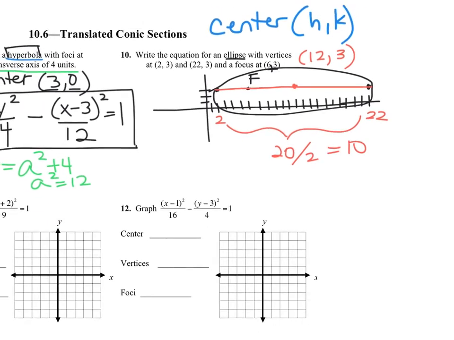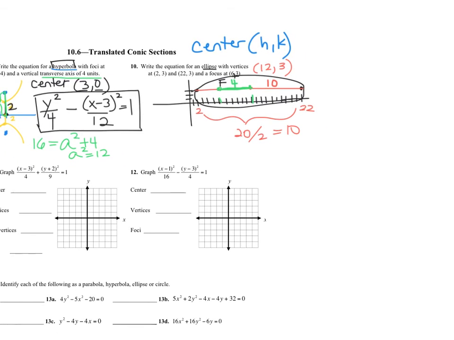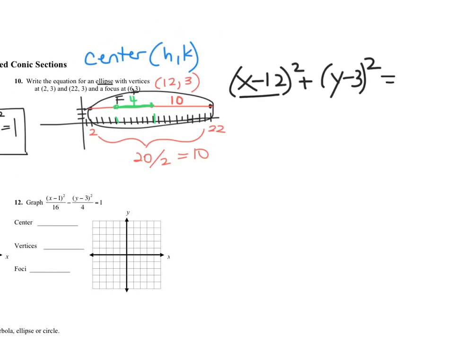Okay. And so this is a distance of 10 here, and then that whole thing is 10. Now the other distance that I'm interested in is this distance to the foci from the center. We're going to need that. So if I'm at 6 and this is 10, then that would be a distance of 4. All right, we are ready. Here we go. This is an ellipse, so we're going to do x minus 12 squared plus y minus 3 squared equals 1.